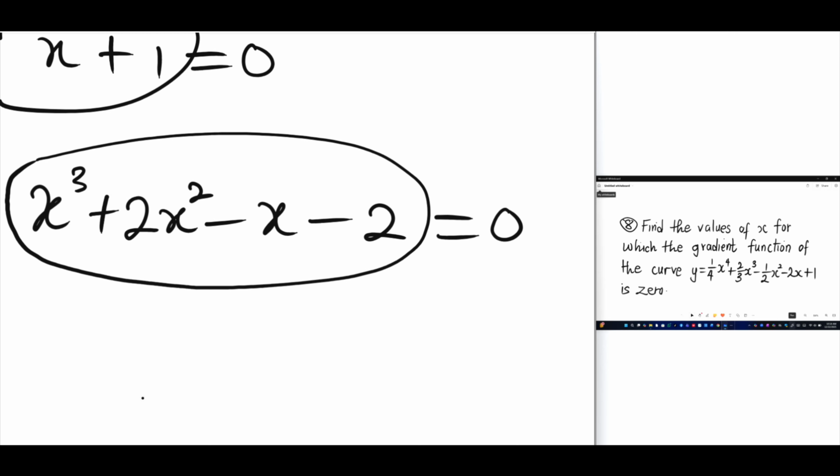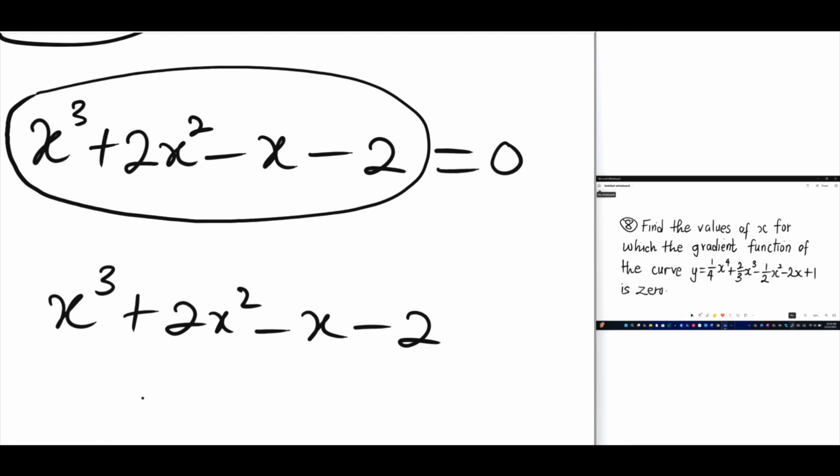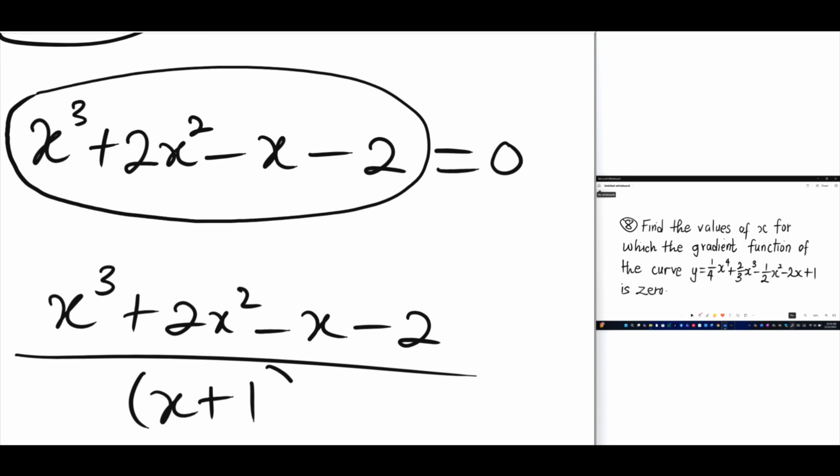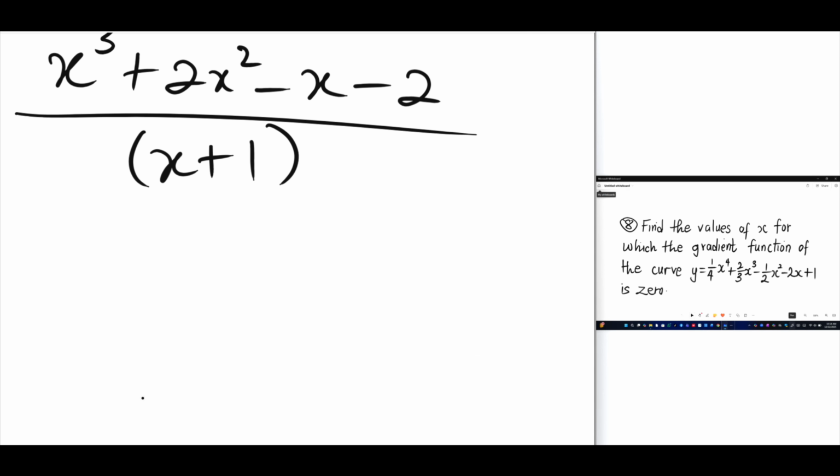We are going to pick just the cubic expression. You are not going to involve the equal to sign. All right. So we are going to now divide our x cubed plus 2x squared minus x minus 2 by the linear factor, which is the x plus 1, right? We are going to use long division to do that.